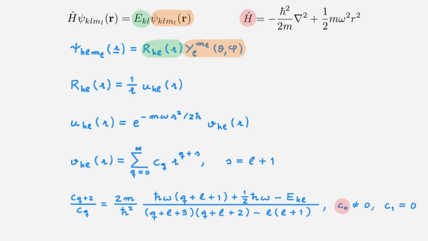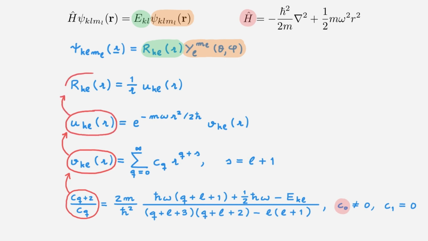Once we've determined what these c expansion coefficients are, we can construct v. Once we have v, we can construct u. Once we have u, we can construct the radial function, and once we have the radial function, we can finally build the eigenfunctions. With this recipe, we can build any eigenfunction we want, and we look at a few examples of how to do this explicitly in the companion video.